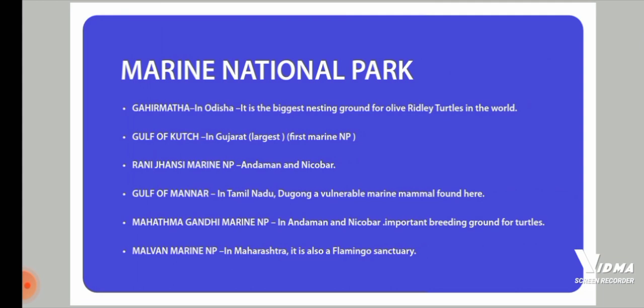It is the largest and the first marine national park. Rani Jhansi Marine National Park in Andaman and Nicobar. Gulf of Mannar in Tamil Nadu. Dugong, a vulnerable marine mammal, is found here.